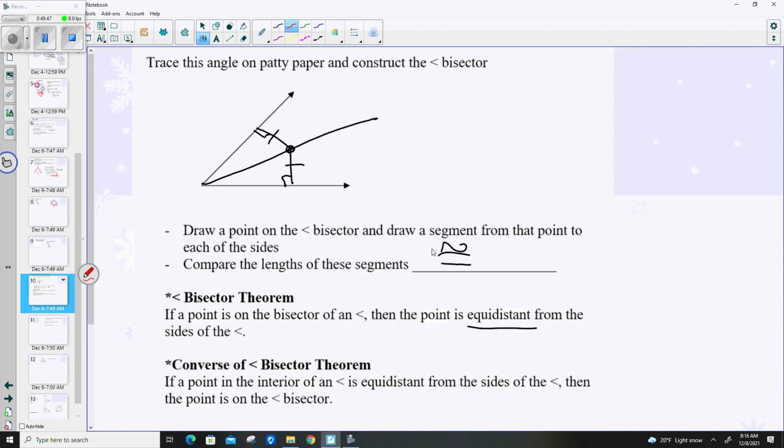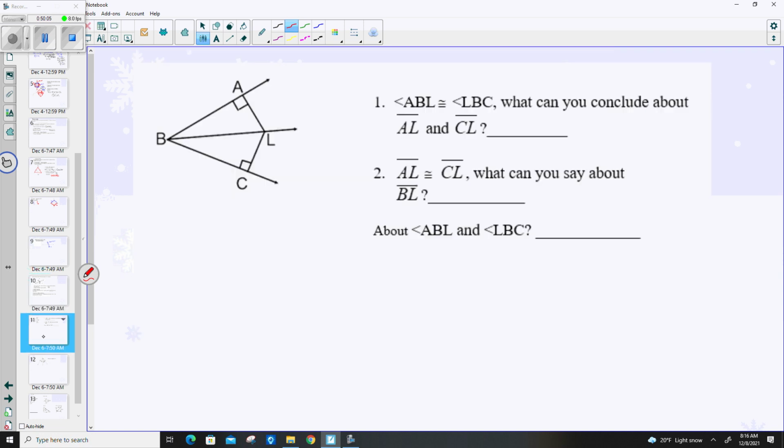Vice versa, the converse. If a point's in the interior of the angle that's equidistant from the sides, then we know it's an angle bisector. So it's, do I know it's an angle bisector so I can say these are equal? Or do I know these are equal so now I can call it an angle bisector? That's the two different theorems, the idea behind them. So we should be able to use those in this next part.